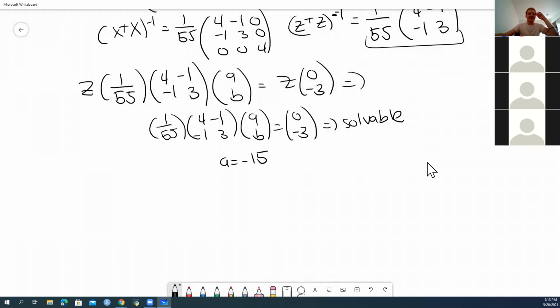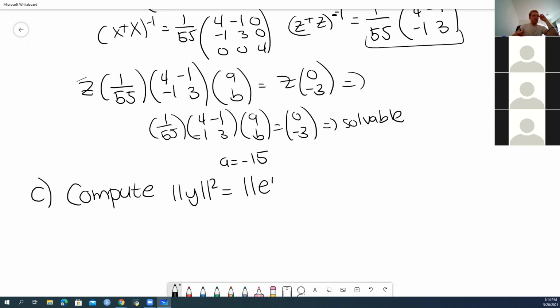Okay, so for C, we want to compute the squared length of y. The first thing to remember is that this is equal to e squared plus X beta hat squared. This is from the lecture slides. If you want to look at the proof, I don't think you need to prove this.